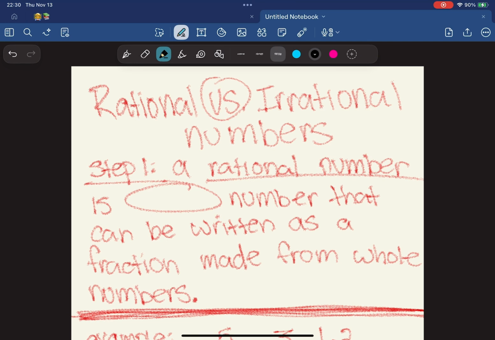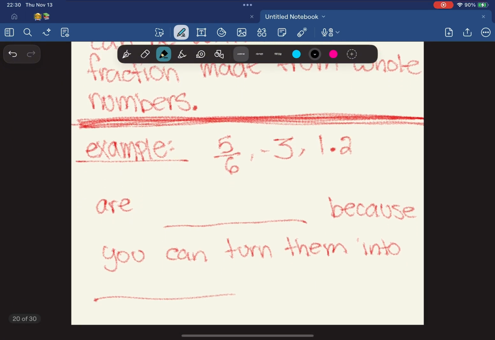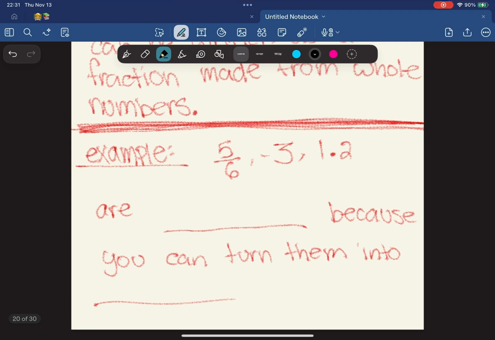The first thing that we need to know about rational versus irrational numbers is step 1. So what is a rational number? A rational number is any number that can be written as a fraction made from whole numbers. So let's look at an example here. We have 5/6, -3, and 1.2. These are all rational numbers, and that is because you can turn them into a fraction.